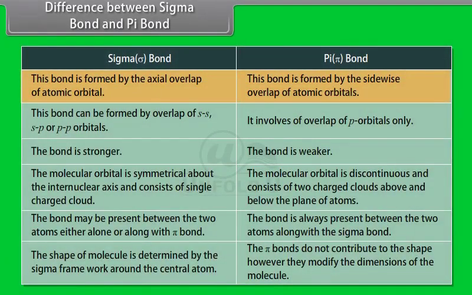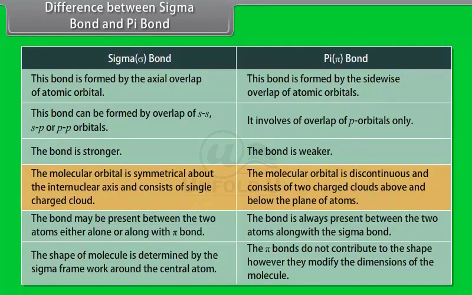Sigma bond is formed by the axial overlap of atomic orbitals, whereas pi bond is formed by the sidewise overlap of atomic orbitals. Sigma bond can be formed by overlap of s-s, s-p or p-p orbitals, whereas pi bond involves the overlap of p orbitals only. Sigma bond is stronger because overlapping can take place to a larger extent, whereas pi bond is weaker because the overlapping occurs to a smaller extent.